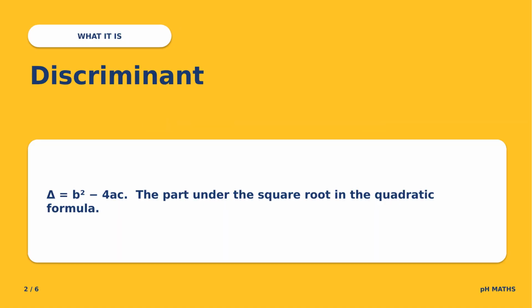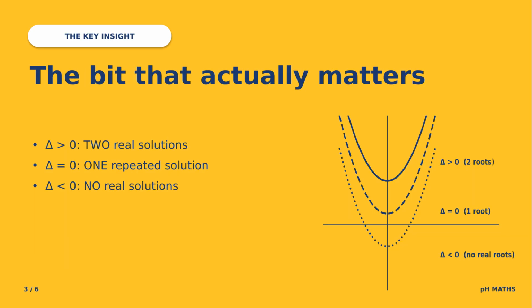Definition. The discriminant, written with the Greek letter delta, equals b squared minus 4ac. It's the expression that sits under the square root in the quadratic formula. The sign of the discriminant tells you how many real solutions the equation has, without you needing to actually solve it. Three cases. If delta is positive, you have two real solutions.